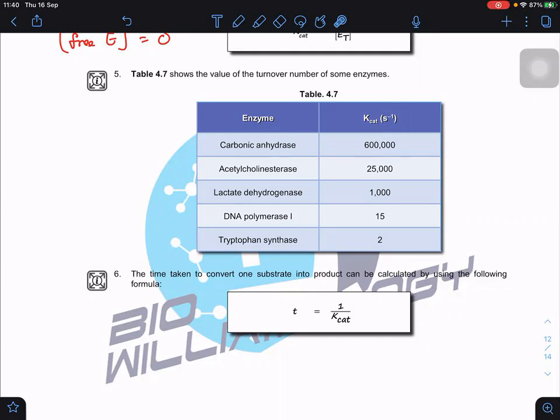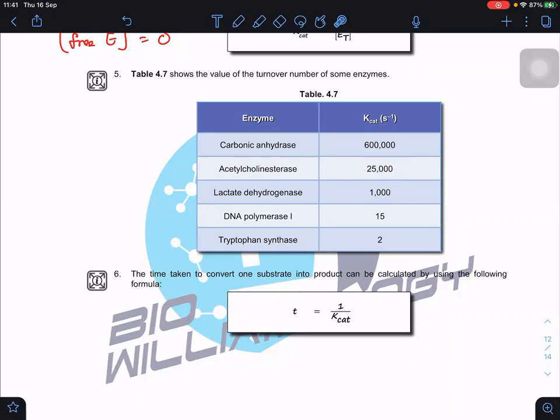Can you imagine how fast? Every second, every single molecule of carbonic anhydrase can convert 600,000 of the substrate into the products. Are you clear? Can you see that? So acetylcholine esterase, we're going to learn this one again.